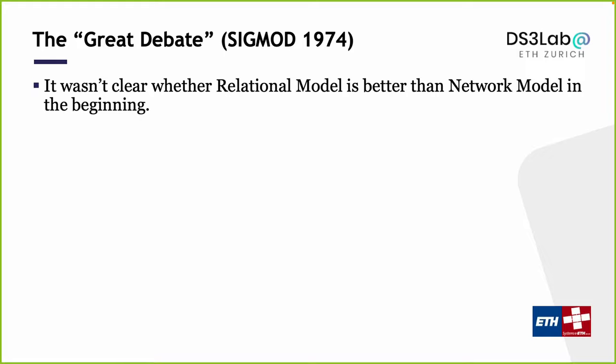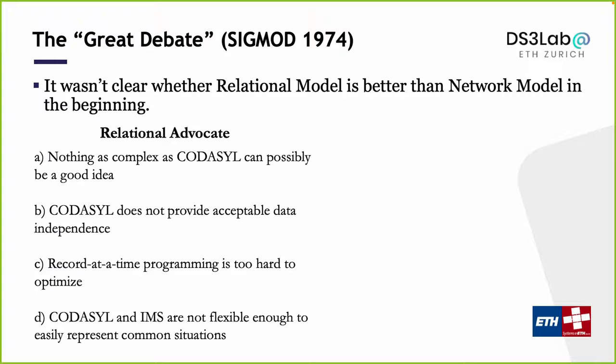So it wasn't clear, and right now, right? So after 50 years, we stand here and say, yeah, relational model looks really good, right? It makes sense, right? But actually it wasn't clear back in the 70s which one is better. Is relational model better, or is the network model better? So there's a huge debate in SIGMOD 1974 about these two different types of data models.